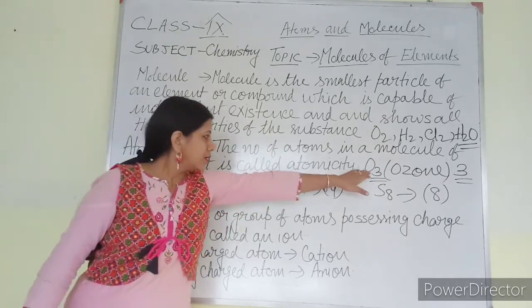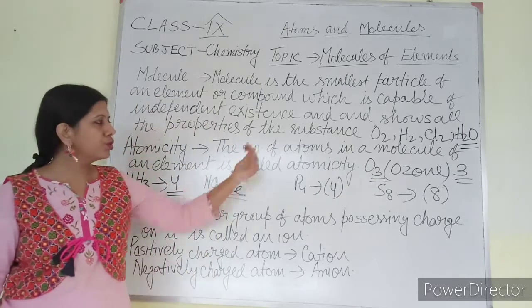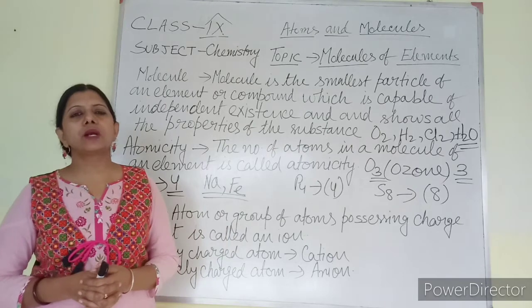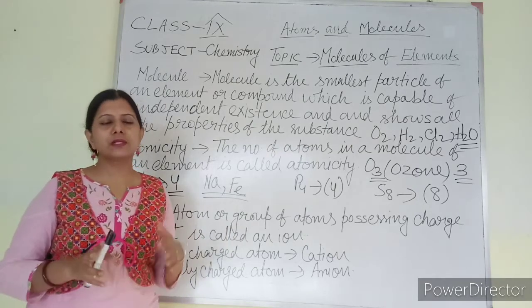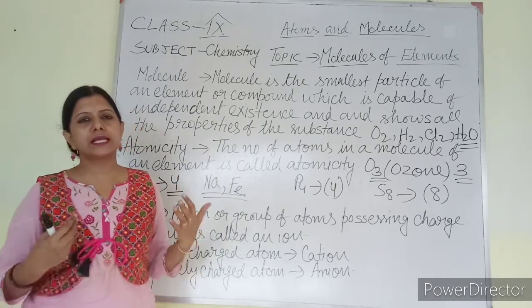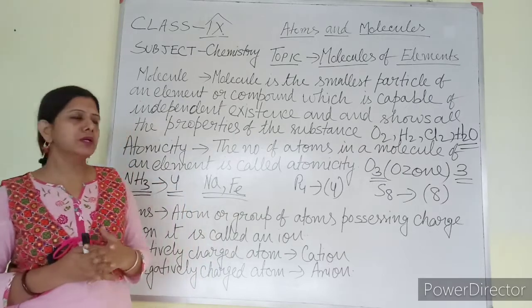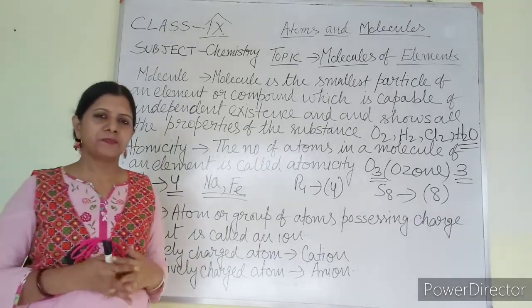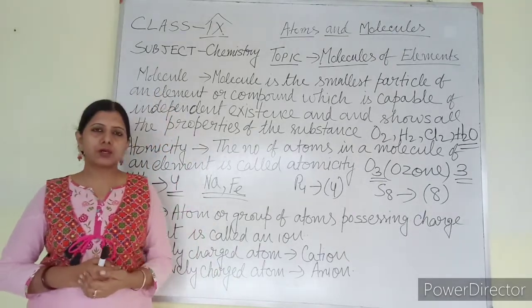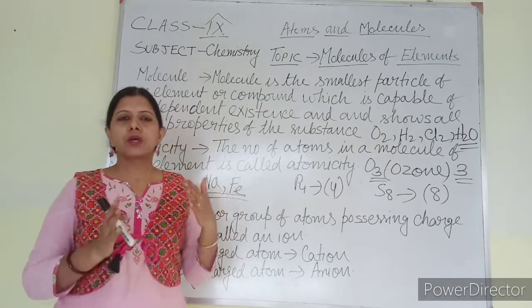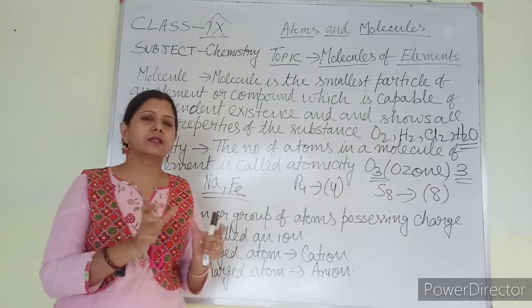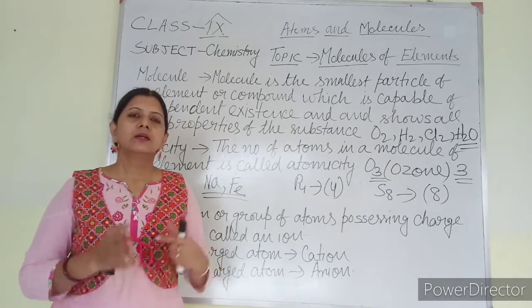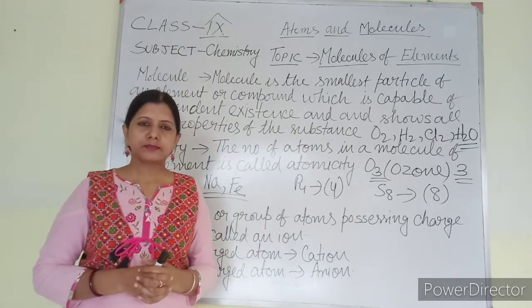This one is a triatomic molecule. O2 is a diatomic molecule. More than 2 we can say polyatomic molecule also. That means 2, 3, 4, whatever it may be, we can call them polyatomic molecules. So you have understood the topic atomicity. What is atomicity? Next you have to learn about ions and radicals, because to write the formula of a compound, you need to know about ions.